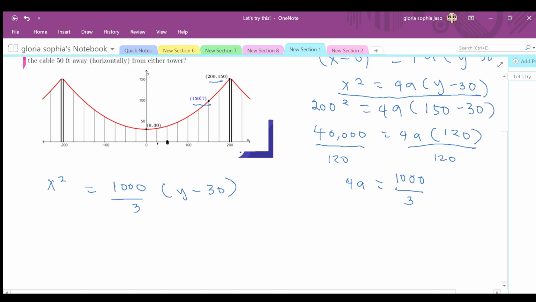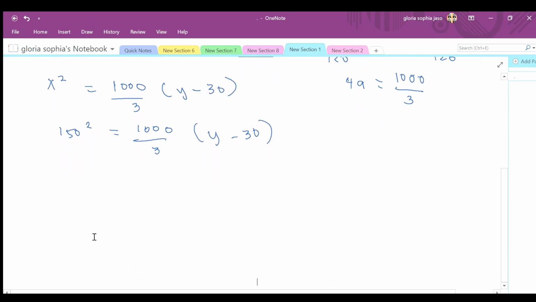Okay, so now we can find the value of y here, since we have the equation of the parabola. So by substituting just the value of x, so 150 squared equals 1000 over 3 times y minus 30. So simplifying, let's square this. And that is equal to 22,500. Okay, and then multiply the equation by 3 to eliminate 3.